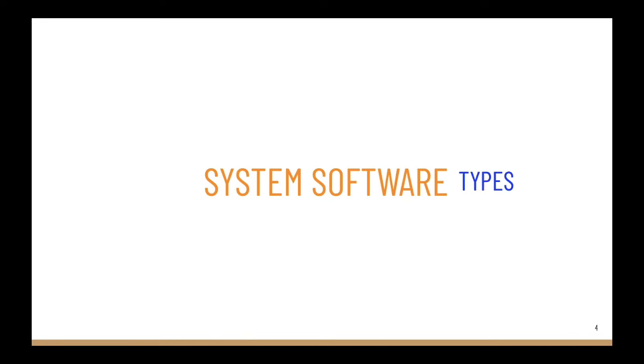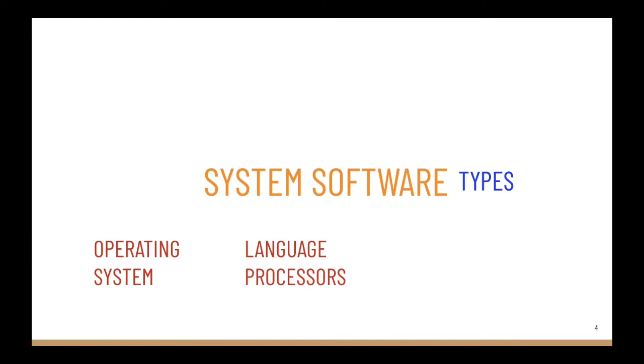So let's see the different types of system softwares, which are operating system, language processors, and device drivers. Let's start our discussion with the concept of operating system. So what is an operating system?